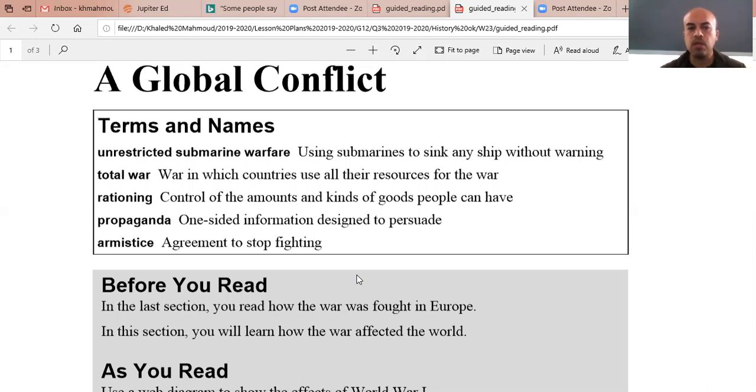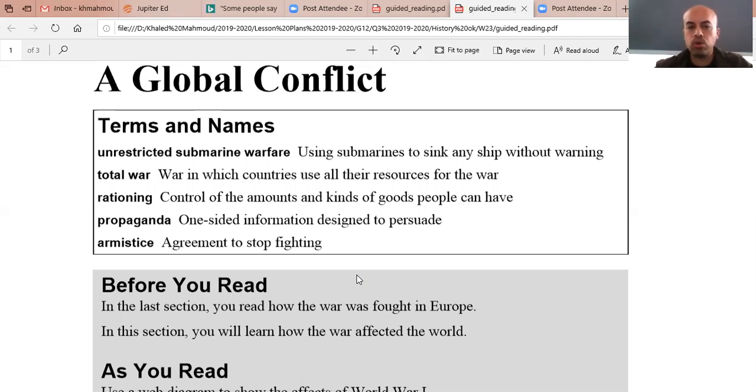The first term here is unrestricted submarine warfare. It is using submarines to sink any ship without warning. It was conducted by Germany to blockade Great Britain and to stop any supplies from reaching Great Britain from the Atlantic Ocean, from its allies, the United States.